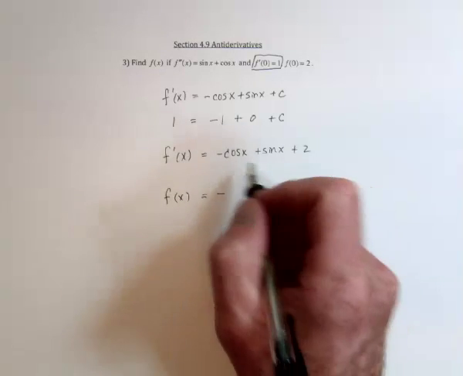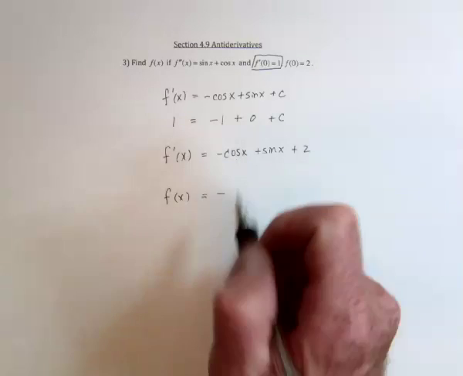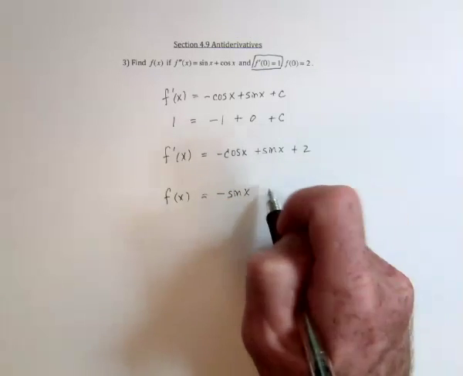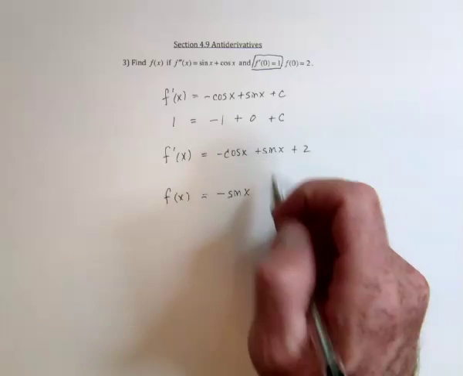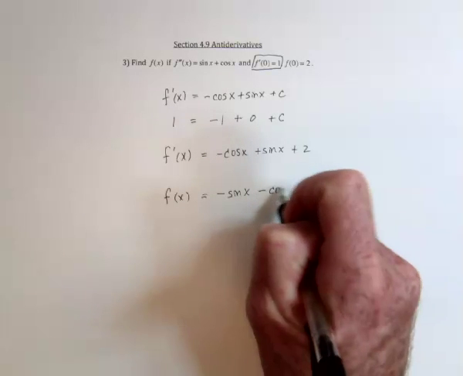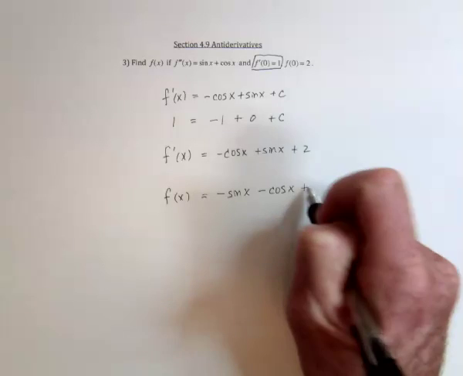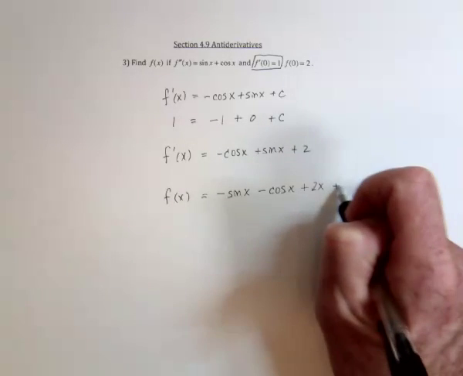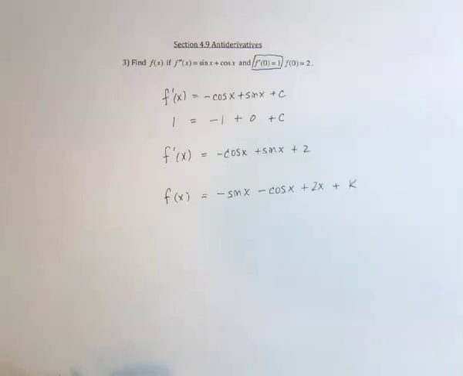So let's see. The antiderivative of cosine is sine, and this negative sign just stays there. And the antiderivative for sine is negative cosine, and the antiderivative of a 2 is a 2x. And then plus some constant. Since I already used the c, I'm going to use k this time for constant.